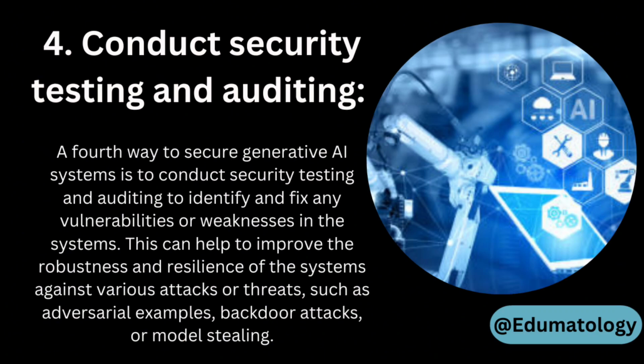A fourth way to secure generative AI systems is to conduct security testing and auditing to identify and fix any vulnerabilities or weaknesses in the systems. This can help to improve the robustness and resilience of the systems against various attacks or threats, such as adversarial examples, backdoor attacks, or model stealing.